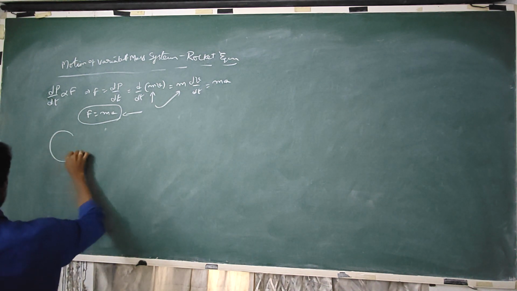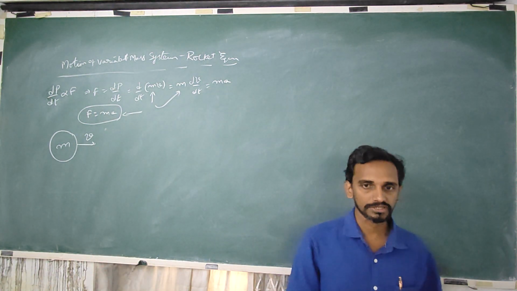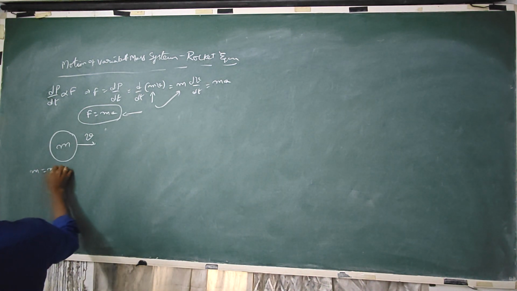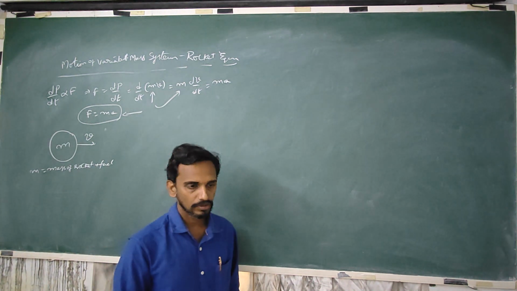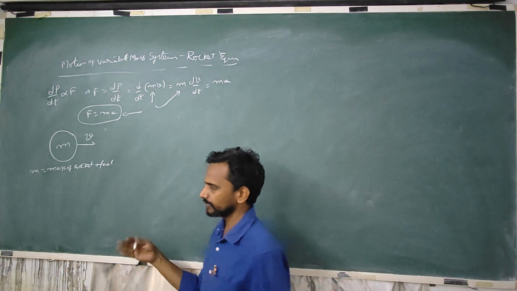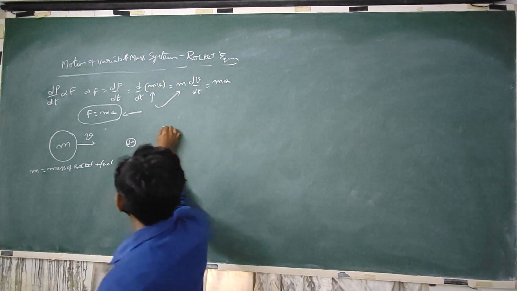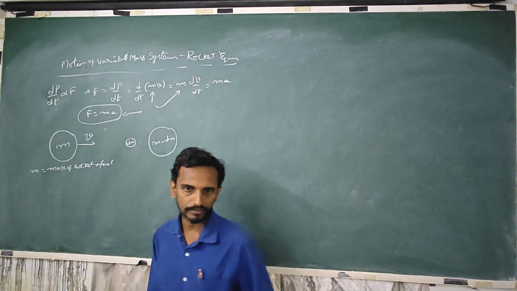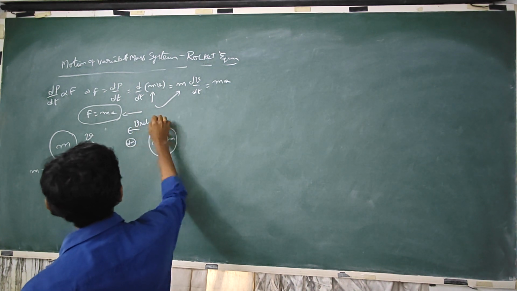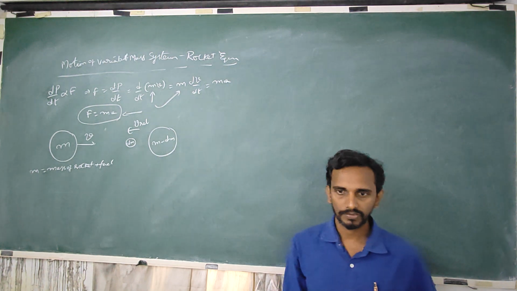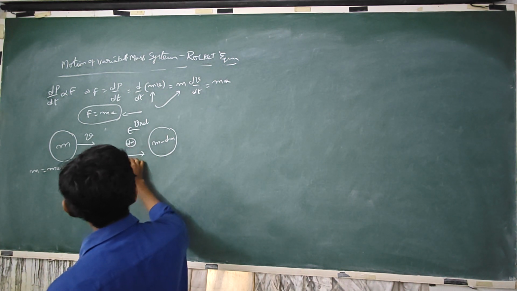For that purpose I am considering rocket plus fuel with mass m and velocity v. At some point its velocity is v. So m is the mass of rocket plus fuel, and v is the velocity. Now after some time, after the next moment, a small mass dm is ejected out of it and the remaining mass is m minus dm. Now let's say this is travelling with a velocity of v relative with respect to the rocket. So the actual velocity is v minus v relative.